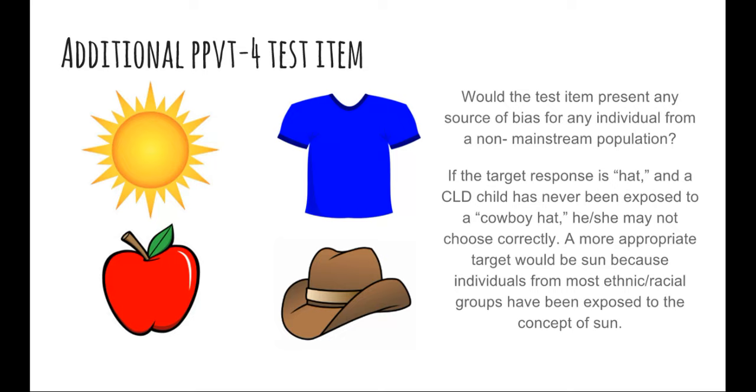For an additional PPVT test item, we determined that if the target response is a hat and a CLD child has never been exposed to specifically a cowboy hat, the individual may not choose the correct answer. A more appropriate target would be the sun, because most individuals have been exposed to the general concept of a sun.